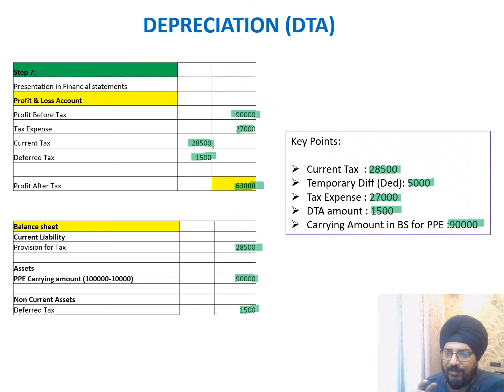So with this example we cover the two scenarios. One is creation of the DTL on the asset side, and second is the creation of the DTA on the asset side. We have taken example of PPE and the depreciation. Now we'll move to the next example.